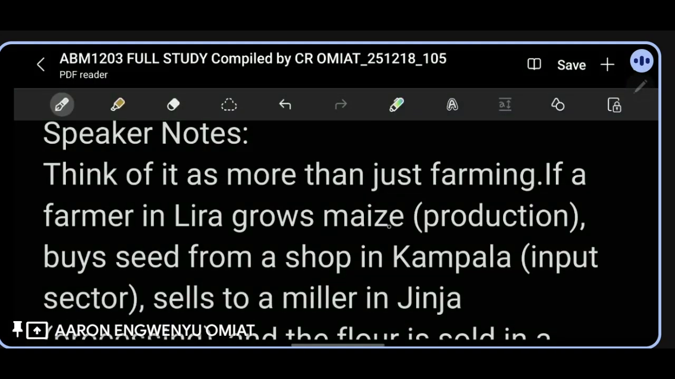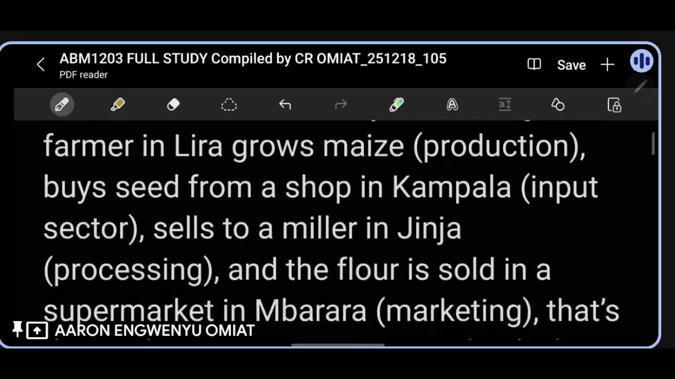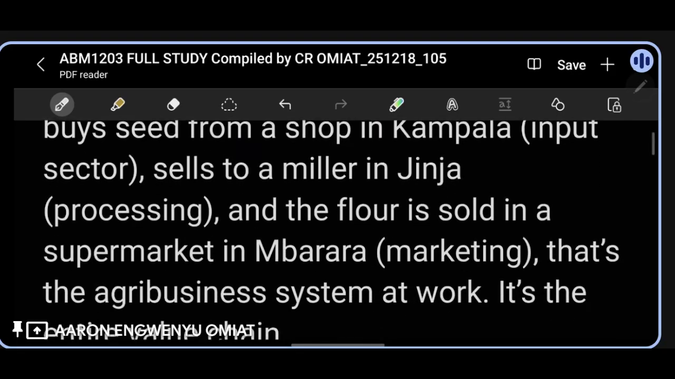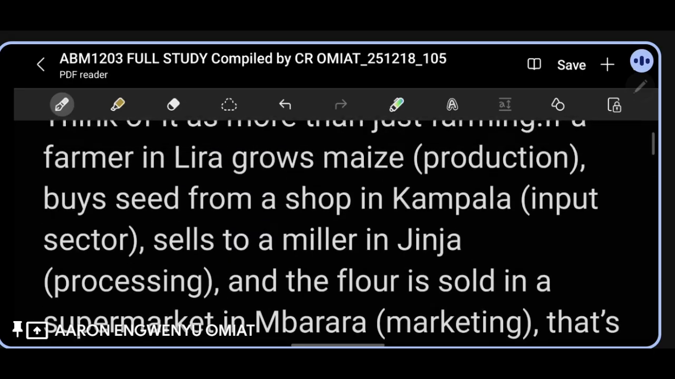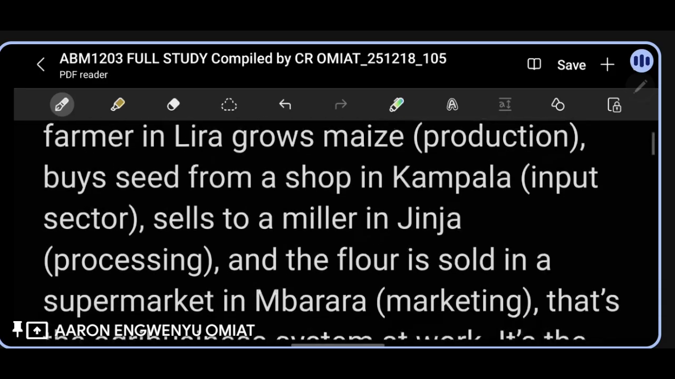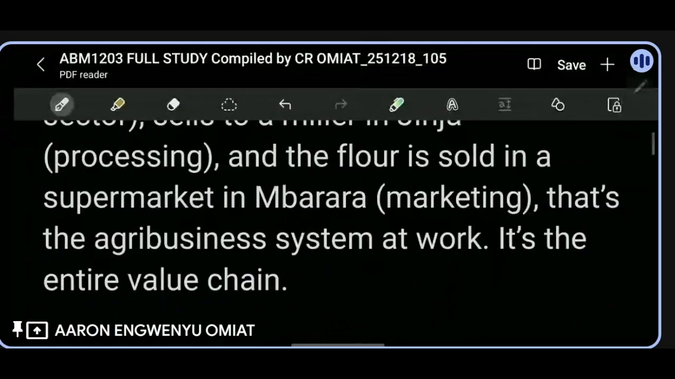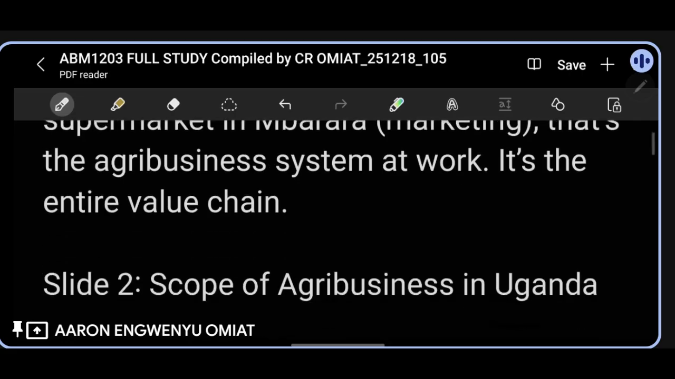If a farmer in Lira grows maize, that is production. He buys seeds from a shop in Kampala, that's the inputs sector. Then he sells to a miller in Jinja, that's processing, and the flour is sold in the supermarket in Gulu, that's marketing. That's the agribusiness system at work. You find a farmer who is producing maize, buying inputs from Kampala, selling to a miller in Jinja, whatever millers. That's processing. Then you find that the flour is displayed on shelves in supermarkets. That's marketing. And the whole of it here is the agribusiness system at work. So it's the entire value chain.